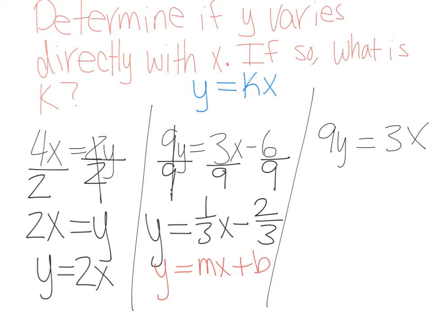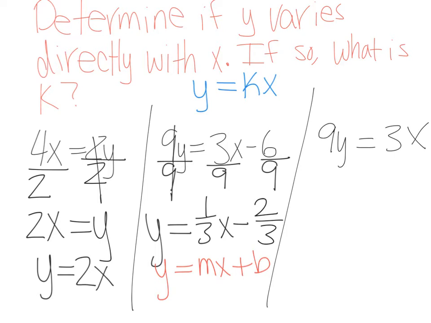Okay, so this is not direct. This would not go through 0, 0. To be a direct variation equation, the y-intercept is always 0. So in this case, we have a different number for our y-intercept. There's a number being added or subtracted. That means that that is not a direct variation equation.